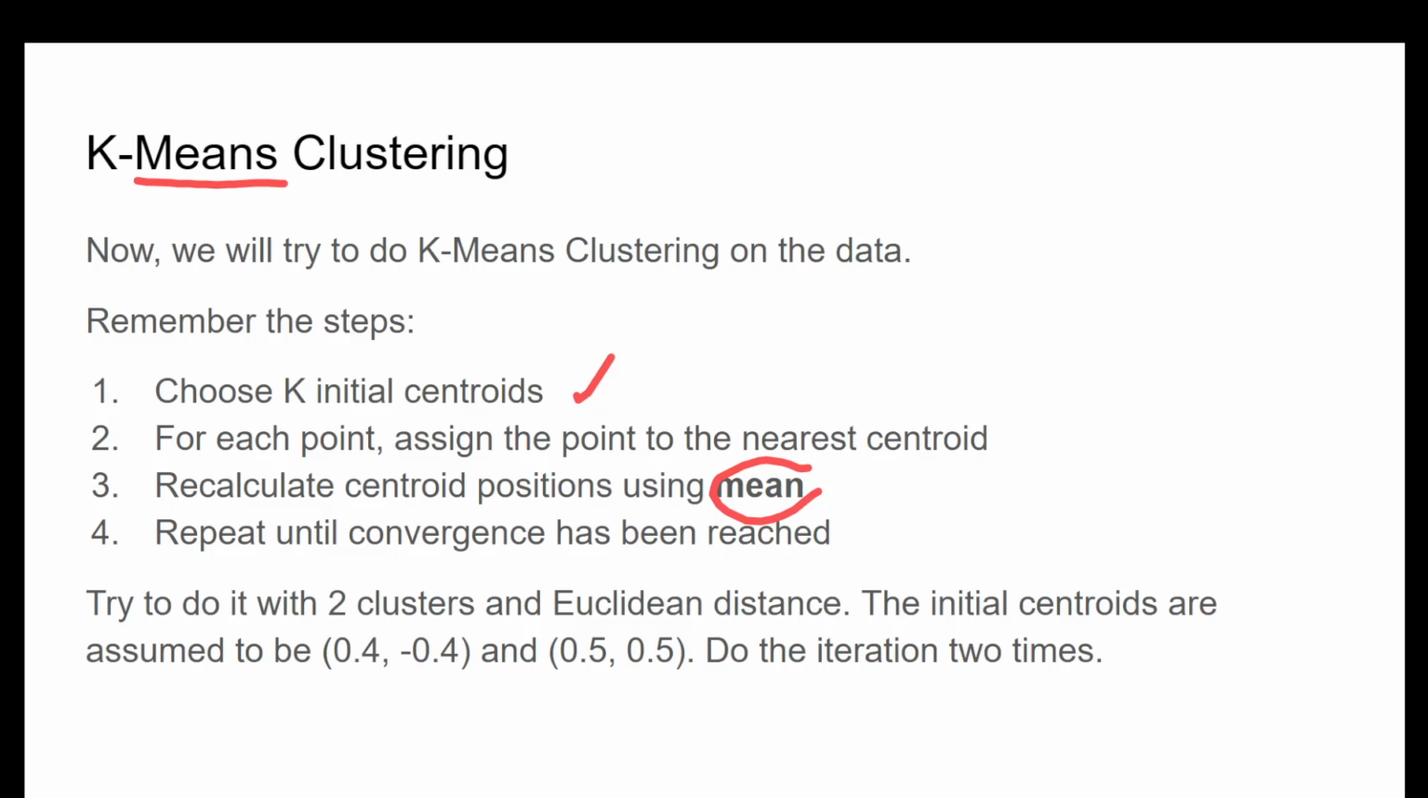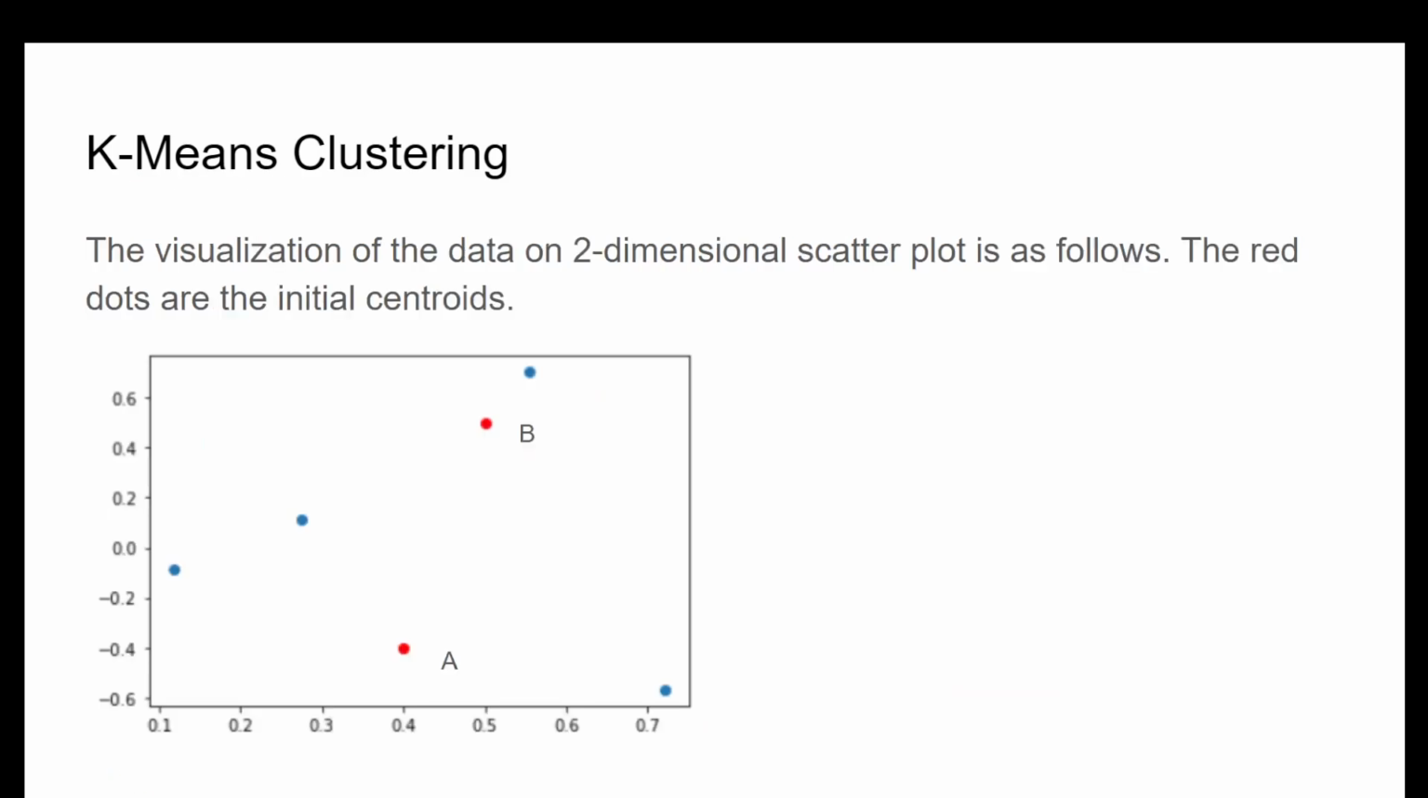And for the initial centroids, we got this and this. And you have to do the iteration 2 times. So this is the visualization, basically, and these are the initial centroids that we have defined before.